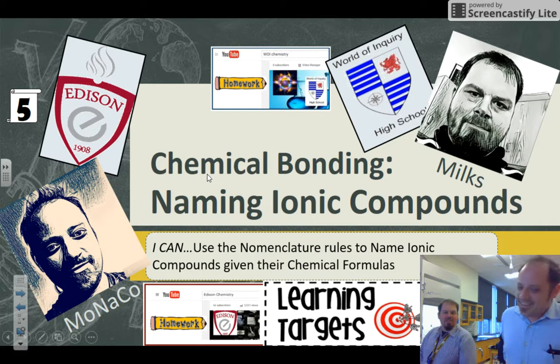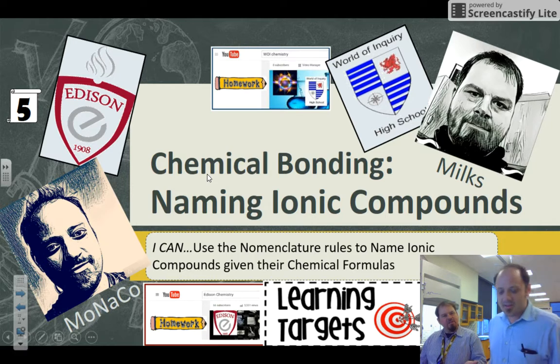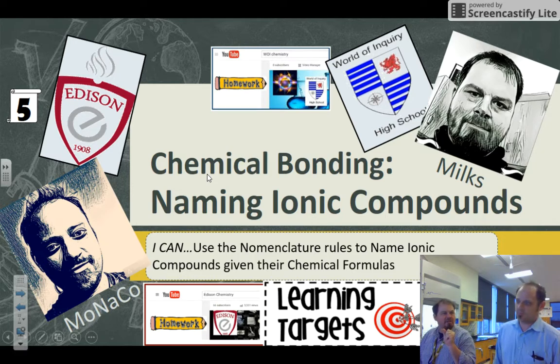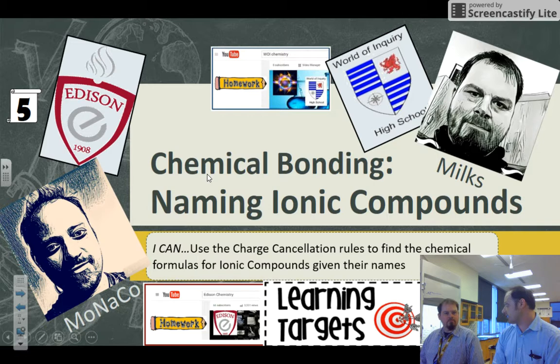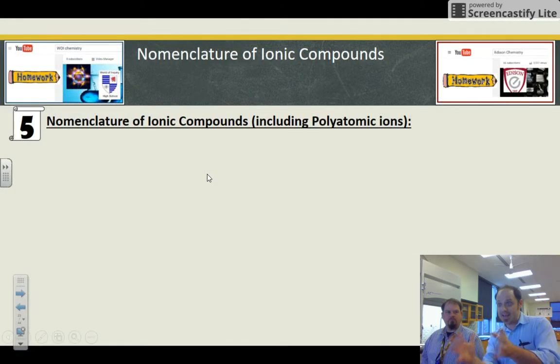All right, nomenclature. Now we know how to draw them from last video, video 5. Now we need to learn how to name them. We drew how the bonding happens. Now we're going to take them to the next level and actually name them, and then use a charge cancellation rule to figure out a formula from the name. The last one was just showing pictures about how these atoms ionically bonded through the transfer of electrons. Now we're taking the formulas and naming them, then taking a name and figuring out the formula.